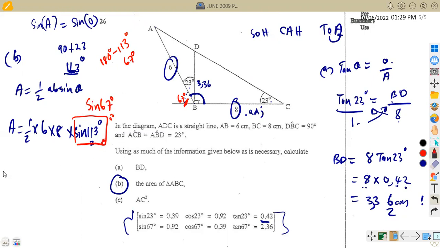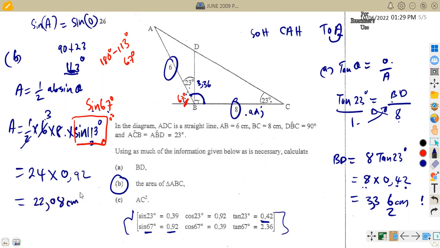All right, so with this information, we can calculate, because half of 6 is 3. 3 times 8, that is 24, times sine 67. Sine 67 is 0.92. So you multiply by 0.92. You have not wasted much time. You just have to multiply by 0.92, guys, which is going to give us something like 22.08.